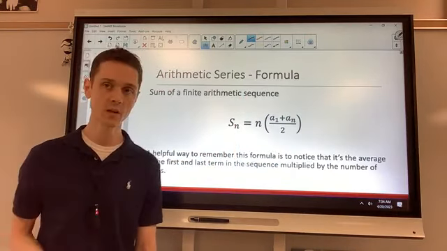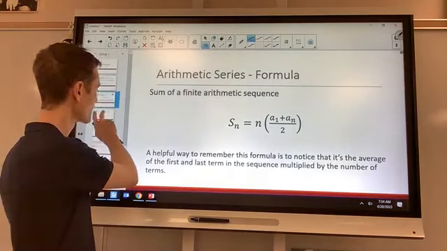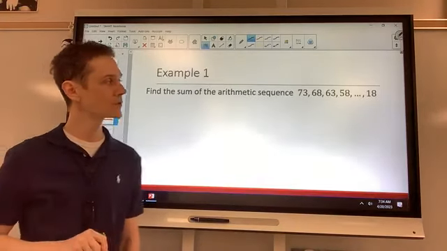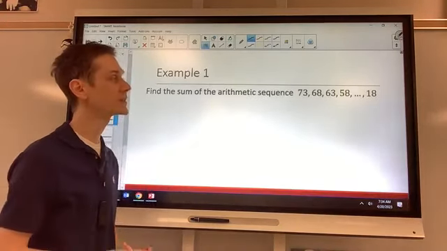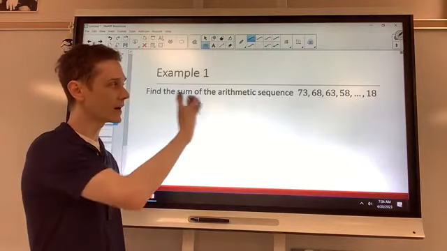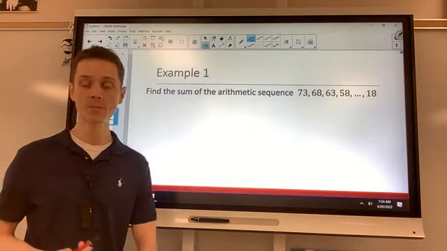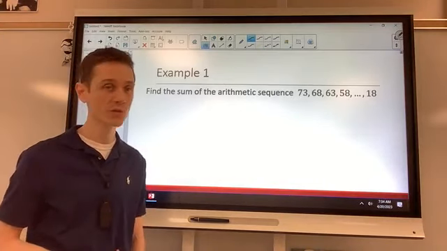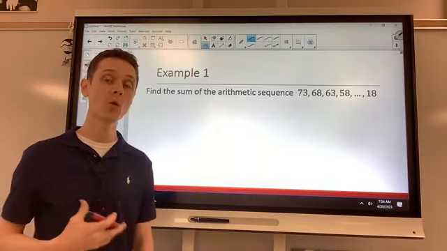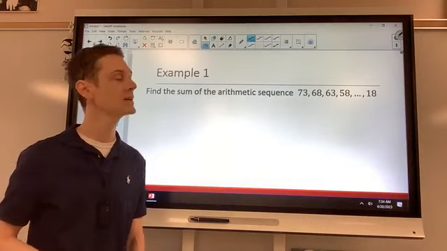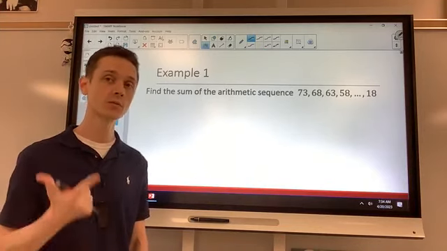But now let's look at some examples of calculating an arithmetic series. So one of the setups that's common for an arithmetic series is they give you the individual terms in the sequence, and then they just say they want you to find the sum of all of them. Now, a lot of times what happens with these questions is we are missing one of the pieces of information from the formula, either the number of terms, the first term, or the last term.